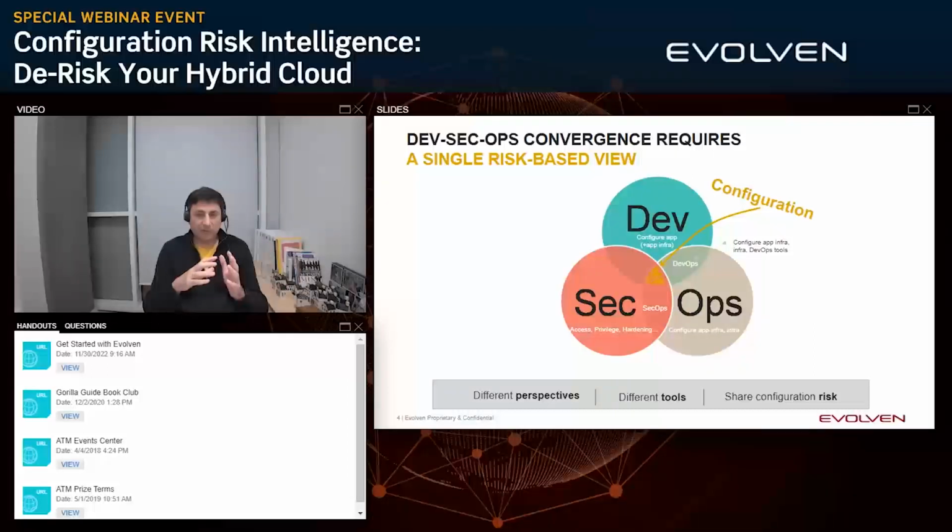And the bottom line is that converging development, operations, and security needs a single shared view into the end-to-end configuration. There should be a risk-based view allowing DevSecOps to mitigate the undesired impact of configuration setup and modification.